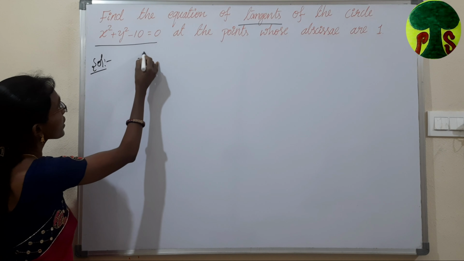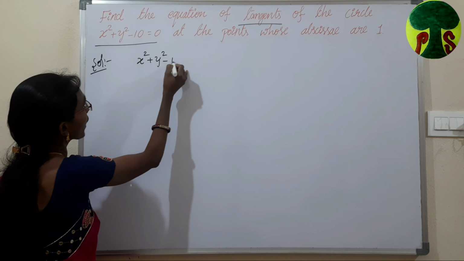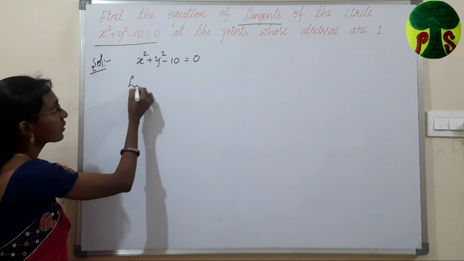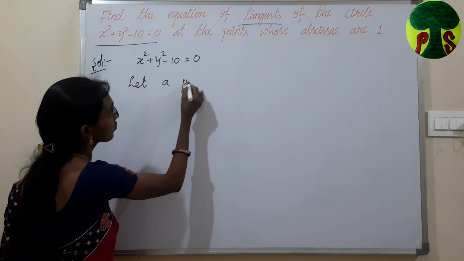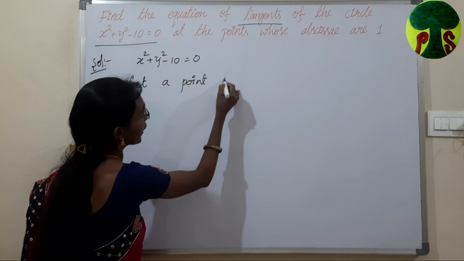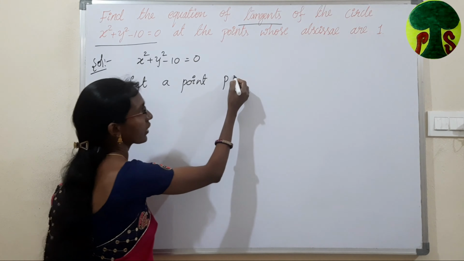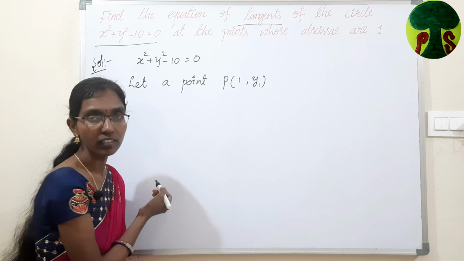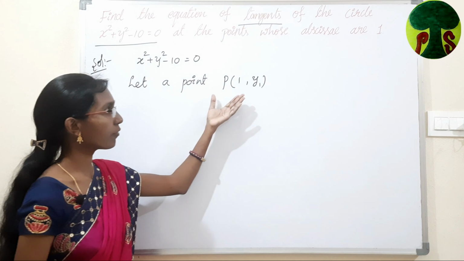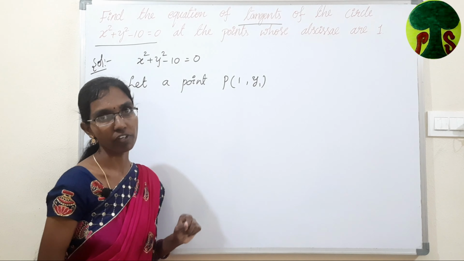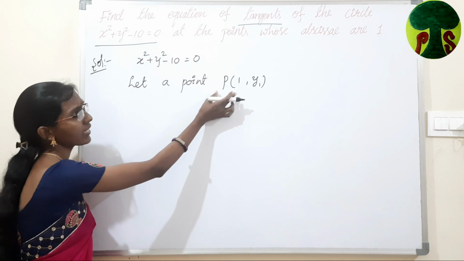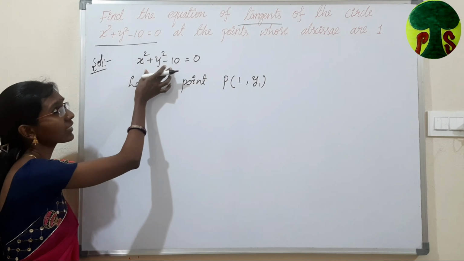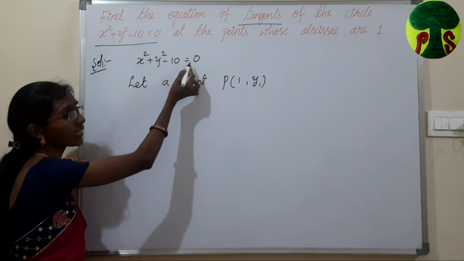The given equation of the circle is x square plus y square minus 10 equals 0. Let a point P whose abscissa is 1. Let a point P (1, y1) be on the circle. Here the point P (1, y1) is on the circle we are taking. At this point, we have to find the equation of the tangents, and this point lies on the circle x square plus y square minus 10 equals 0.